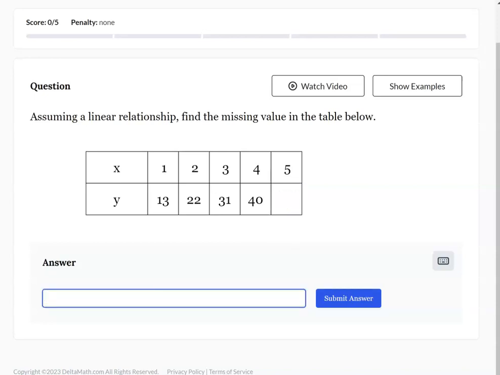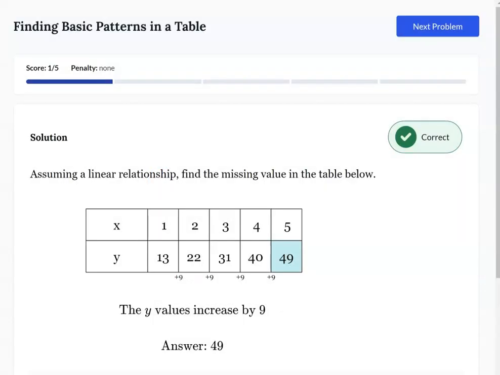Let's submit our answer here. 49. Let's do it one more time.